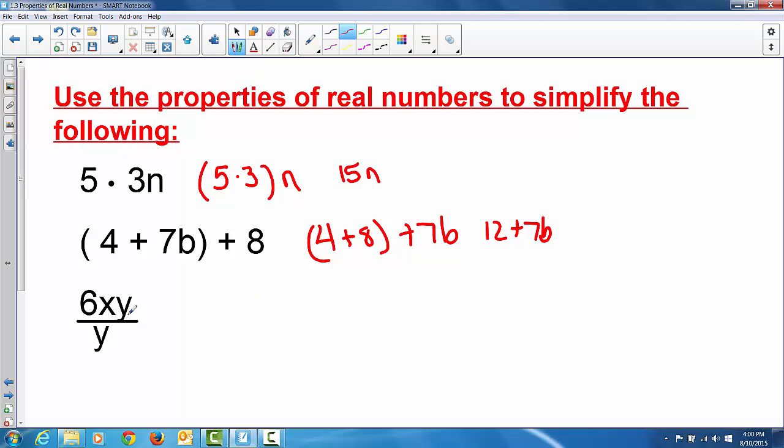And then over here we've got 6xy over y. Well, that could be 6x times y over y, like that. What do you know about y over y? Any number over itself is equal to 1. And 6x times 1 is equal to 6x.